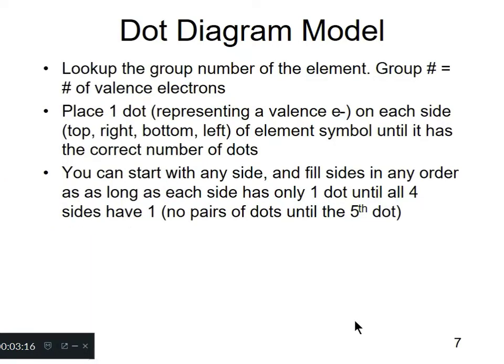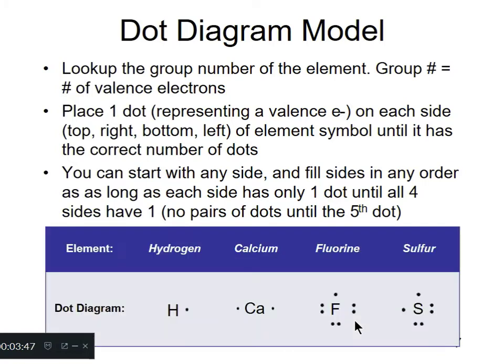So when we do the dot diagram models, we're going to look up the group number of the element. So remember, the group number is equal to the number of valence electrons. And then you're going to place one dot, which is representing a valence electron, on each side, top, right, bottom, left, of the element symbol until it has the correct number of dots. And it doesn't matter, you can start with any side, and you can fill sides in any order as long as each side has only one dot until all 4 sides have one. So you're not going to pair up any dots until you're on the 5th dot being put down.